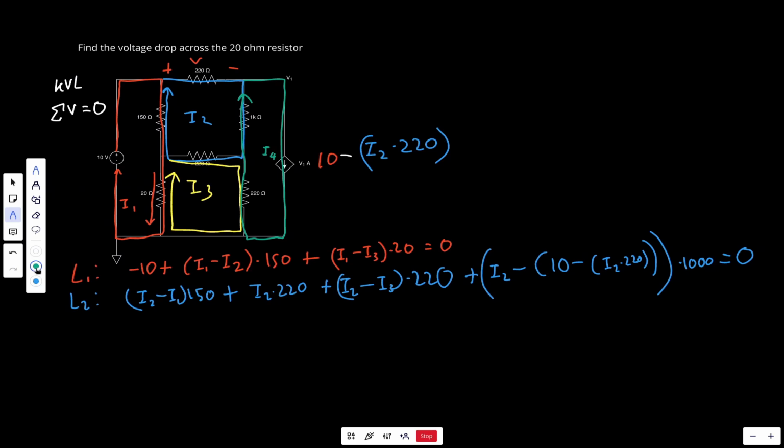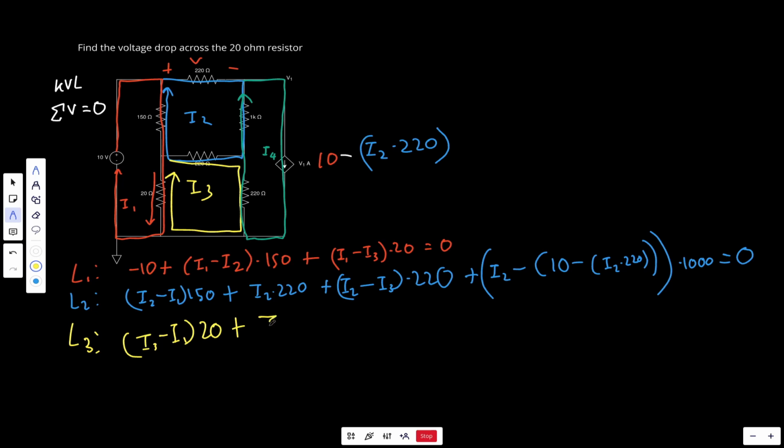Again, let's go ahead and continue with loop 3. So loop 3 is going to look like this. Again, very similar to this giant scary parenthesis looking thing. It's going to exist because we have to deal with I4's current directions. Anyways, let's start off nice and simple. I3 minus I1, because I3 and I1 are duking it out through the 20 ohm resistor, trying to see which one will win, and whichever wins gets to declare which direction the current goes in.